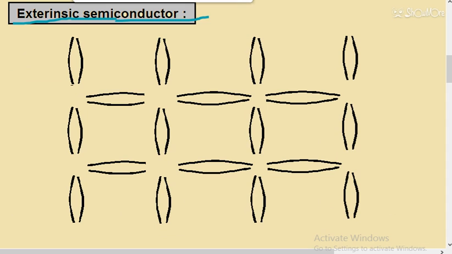Okay, so students, you can note down here silicon is present in the extrinsic type semiconductor. One or some other atoms are changed, like you can see here, this is again silicon.